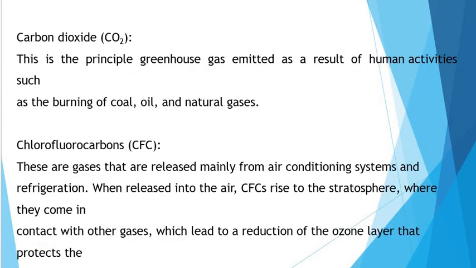The second one is carbon dioxide. This is the principal greenhouse gas emitted as a result of human activities, such as the burning of coal, oil, and natural gases. Chlorofluorocarbons are gases that are released mainly from air conditioning systems and refrigeration. These are released into the air and rise to the stratosphere, where they come in contact with other gases, which lead to the reduction of the ozone layer that protects the environment.